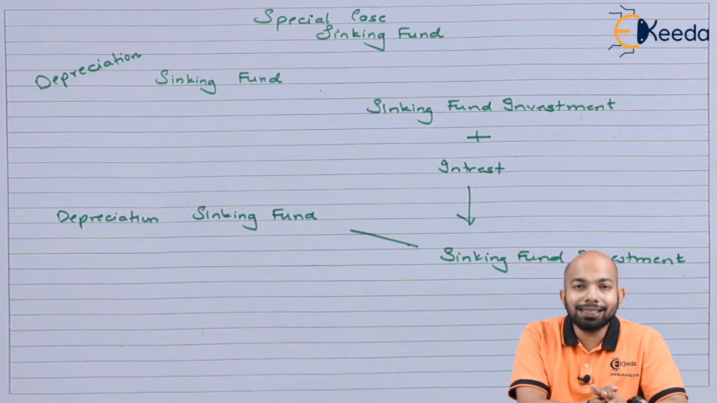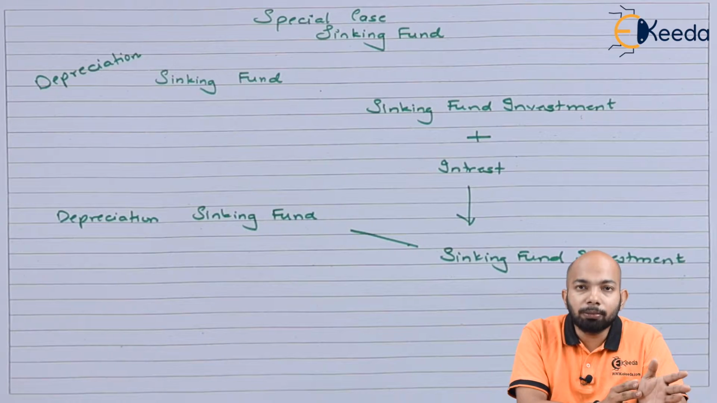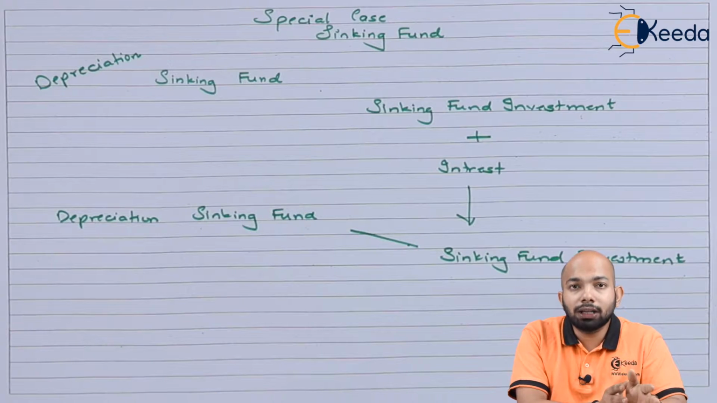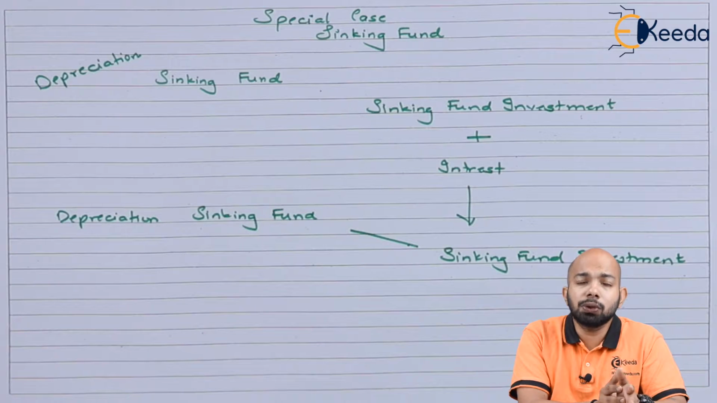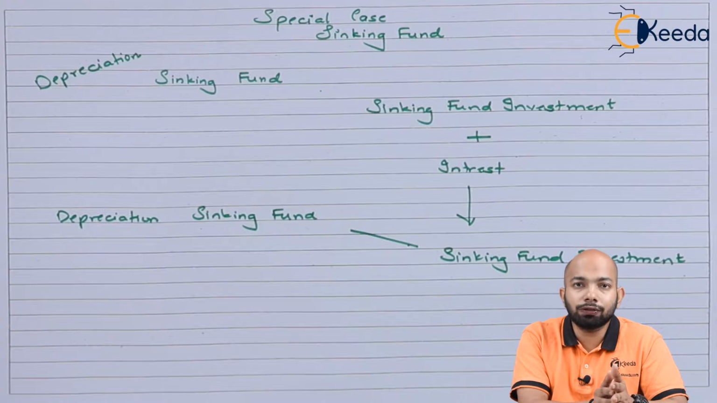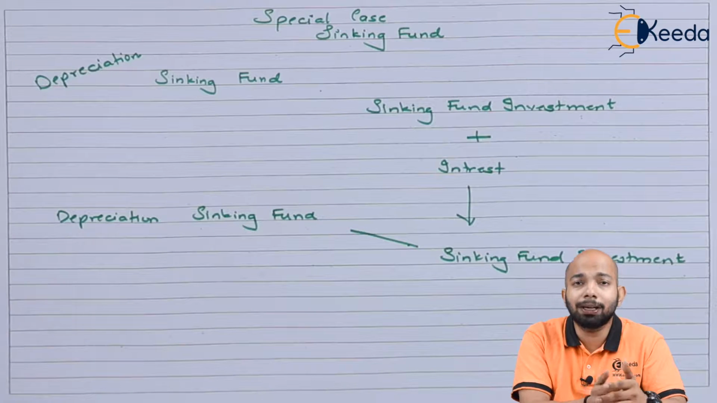So to avoid this, we keep some amount aside so that it can be used later for purposes like procurement of a new asset if this asset becomes obsolete. In certain situations, if you face any kind of difficulty in arranging cash, then you take loans, but then it increases the liability.